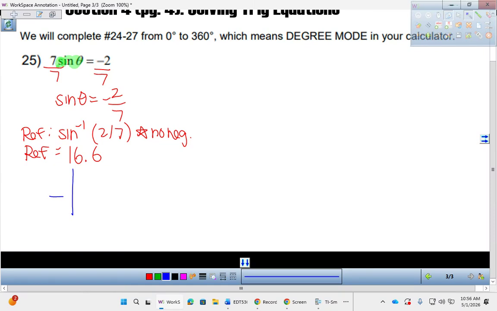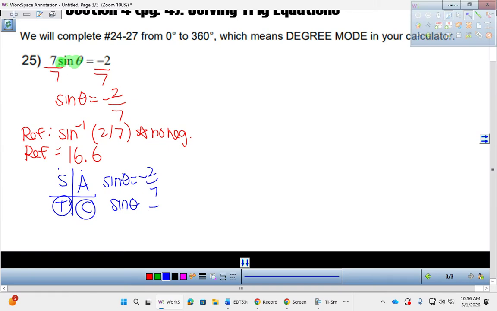But I need to figure out where I'm applying that to. And my sine is negative. Sine of theta equals negative 2/7. So I'm trying to figure out where sine of theta can be negative. I know sine can be positive in 1 and 2, which means it can be negative in 3 and 4. So the two answers that I end up with are going to be quadrant 3 and 4 answers.